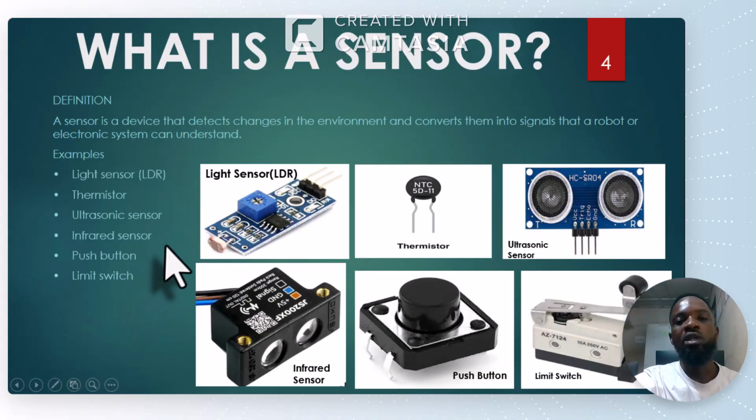So we've been able to define what a sensor is and then list some examples of sensors. Kindly take note because I'll ask you one day.